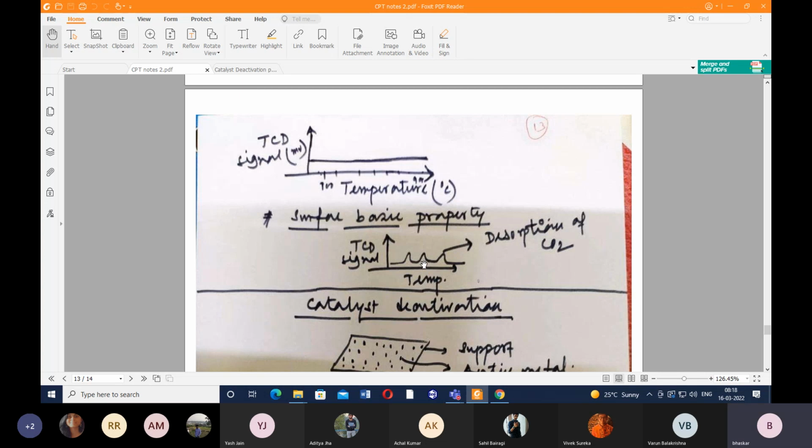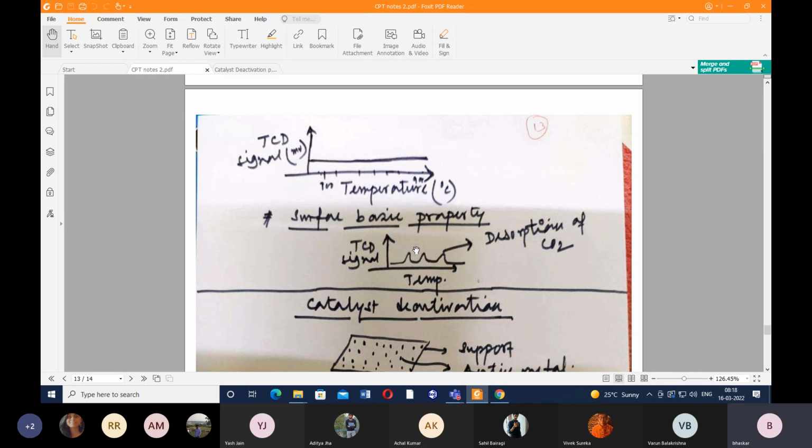Suppose our material doesn't have any acidic or basic surface sites, then a flat signal like this will be obtained. There will be no TCD signal as such, so it will be a flat line, parallel to the temperature axis. However, if our material has basic property and we are allowing CO2 as a probe gas to pass through the catalyst particles, we'll have this kind of peaks.